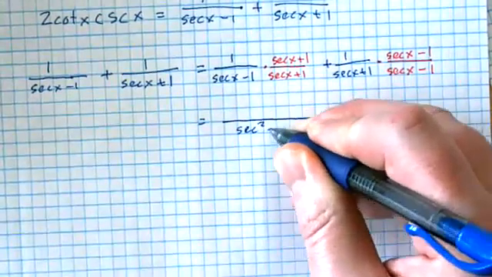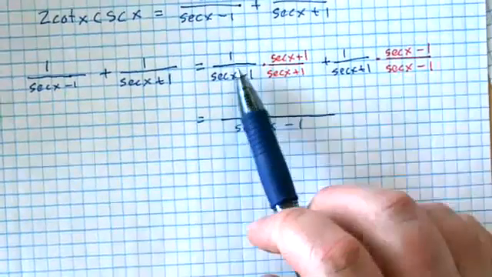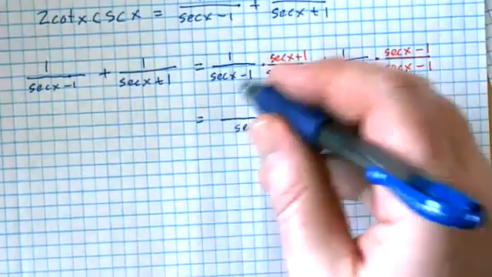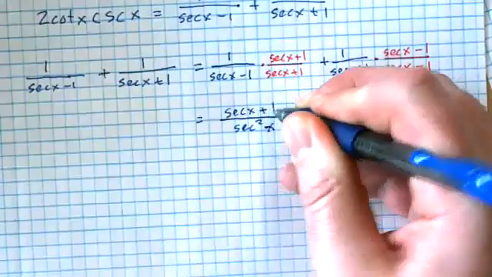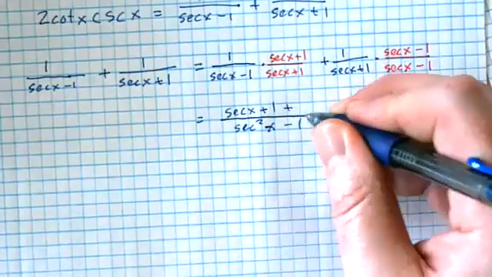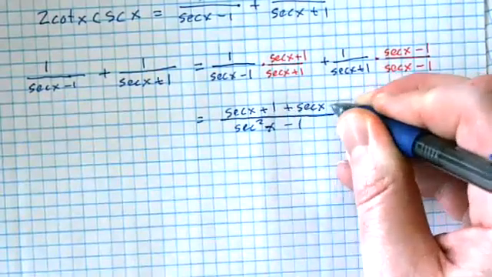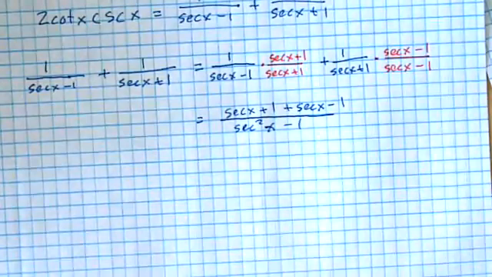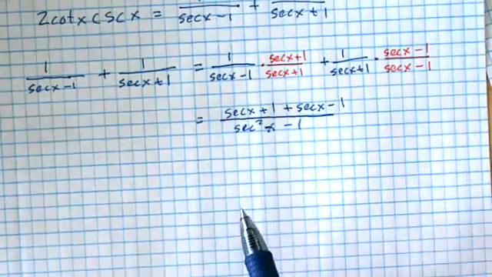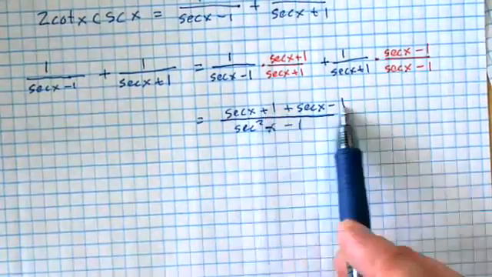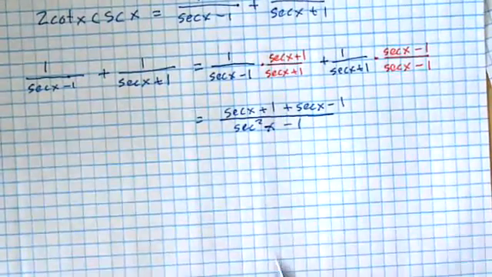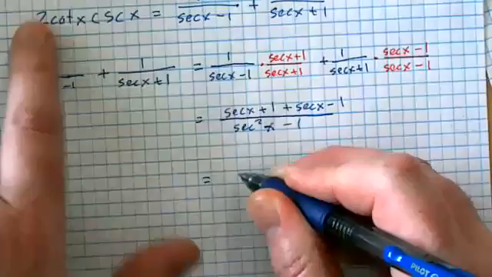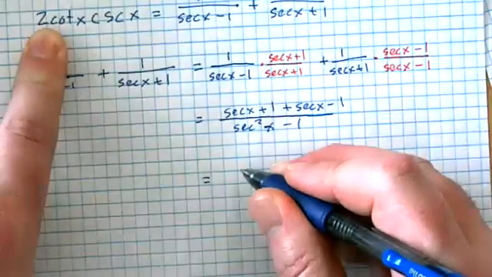Secant squared x minus 1. What's going to be on the top here? We got a secant x plus 1 times 1. That's just secant x plus 1, and then plus secant x minus 1. Ooh, this is not exactly what I was hoping for. Well, kind of. The ones are going to cancel, right? And then we got 2 secant. Oh, there's the 2. We wanted a 2 in our answer, right? That's good.